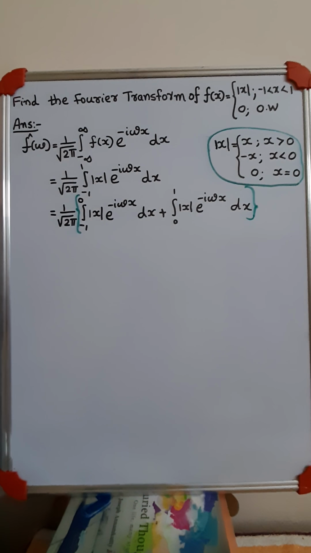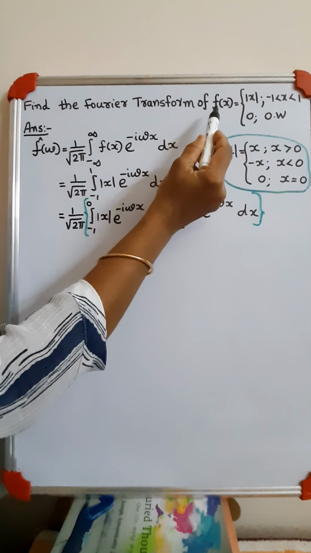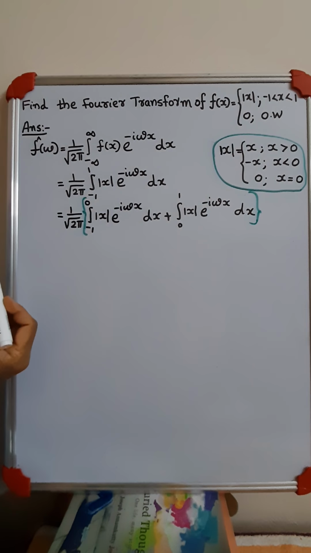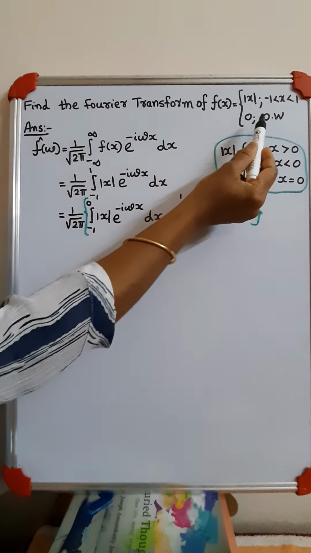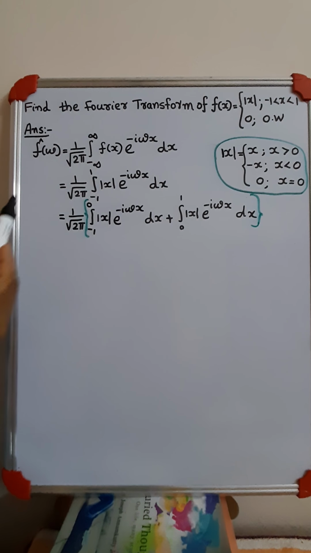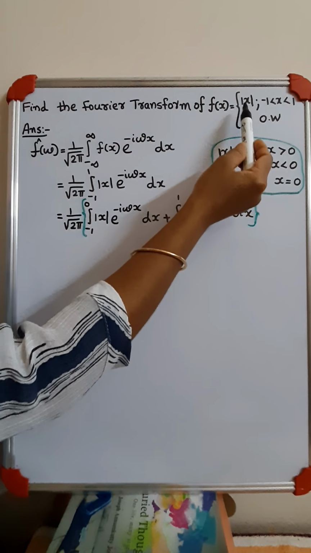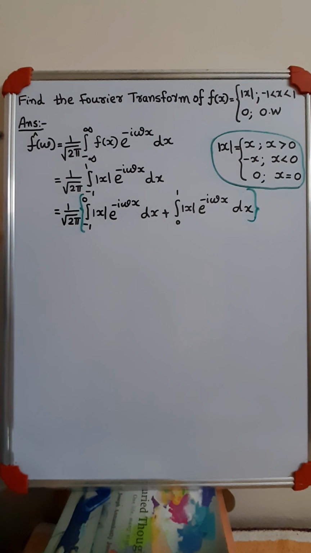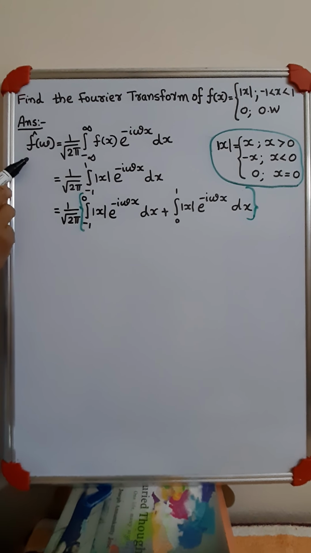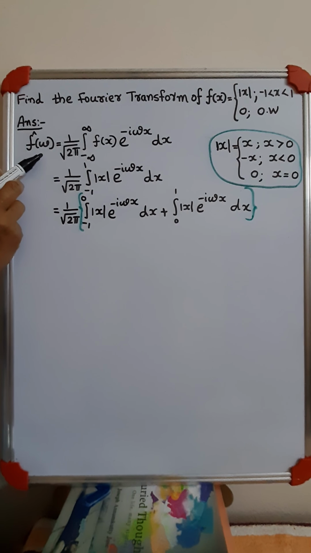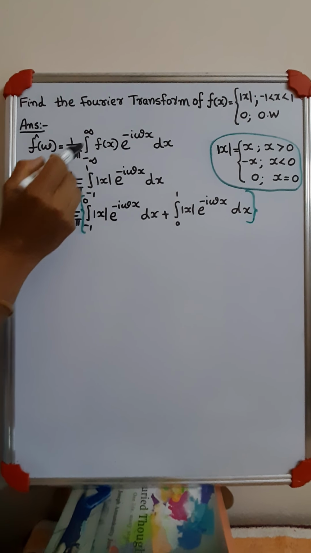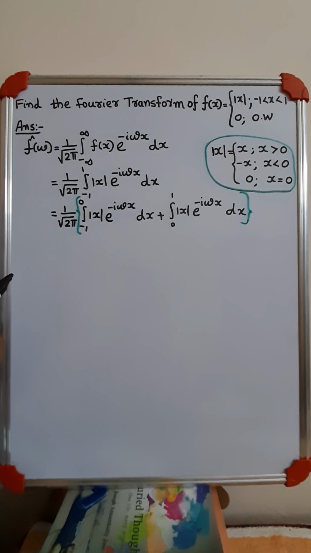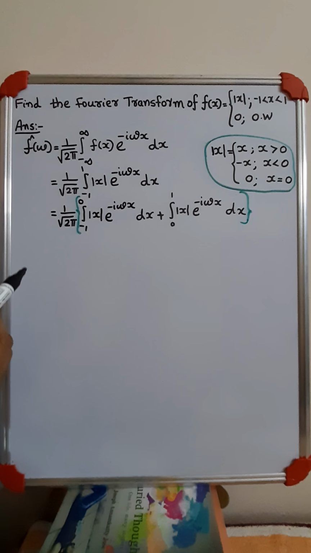Go to next problem. Find the Fourier transform of f(x) = |x|, where -1 < x < 1, and 0 otherwise. So f(x) has a non-zero value |x| in the interval -1 to +1. Now the formula for the Fourier transform is f cap of omega equals 1 by root of 2 pi integral from minus infinity to infinity f(x) e^(-iωx) dx.